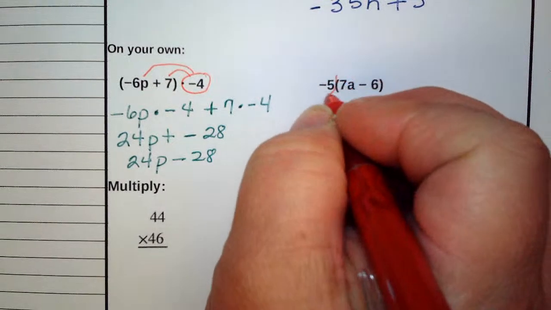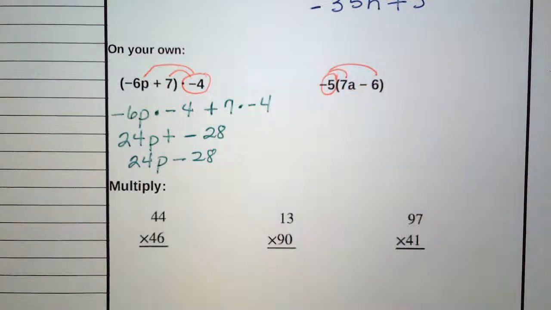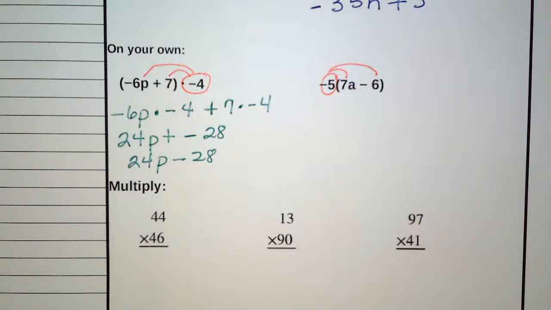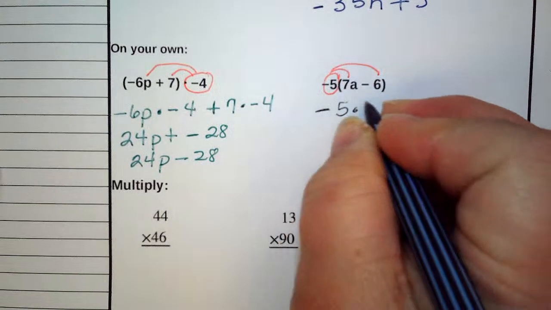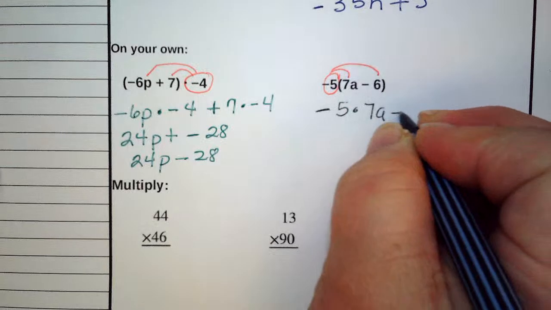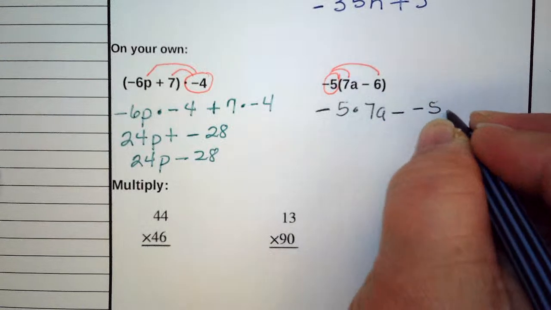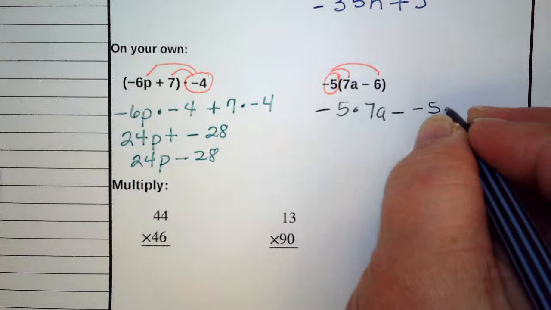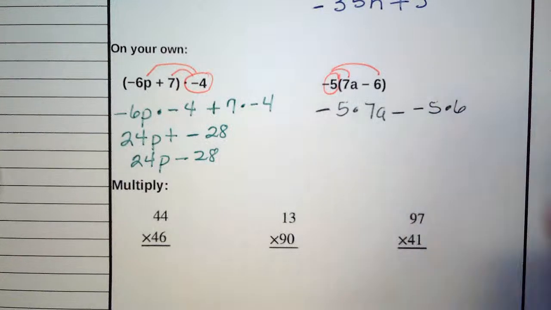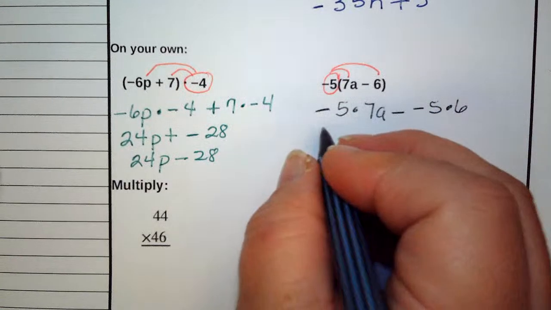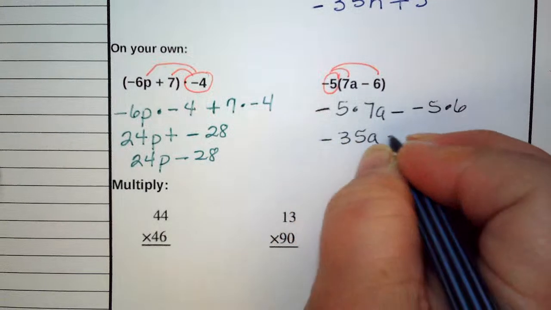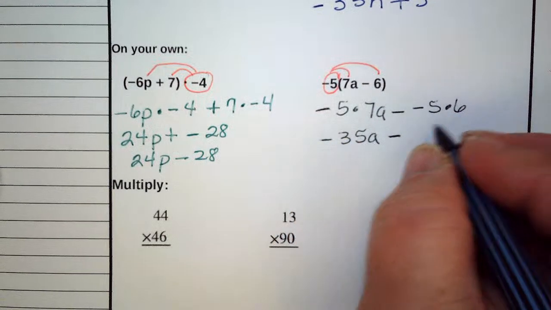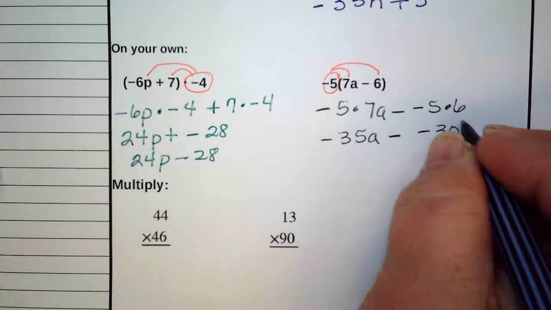For the next one, once again, we've got to multiply by what's on the outside. I've got negative 5 times 7a minus negative 5, negative 5 times 6. Negative 5 times 7a is negative 35a, minus negative 5 times 6 is negative 30.